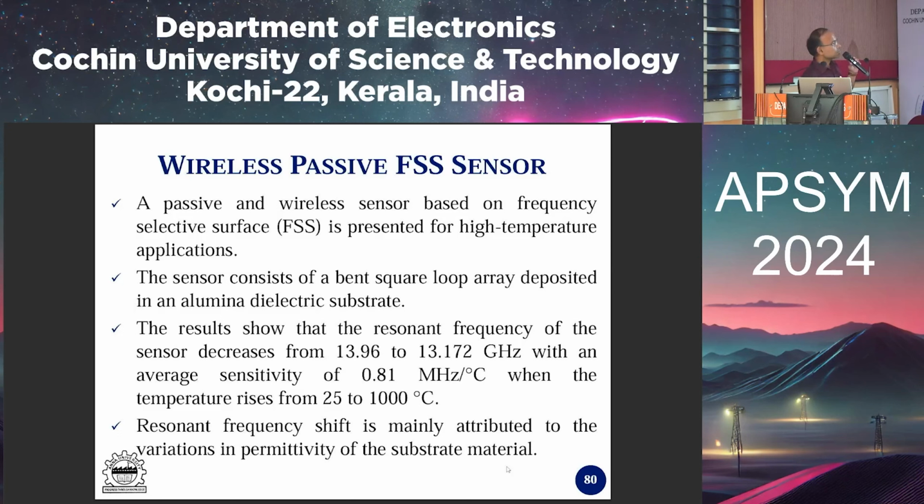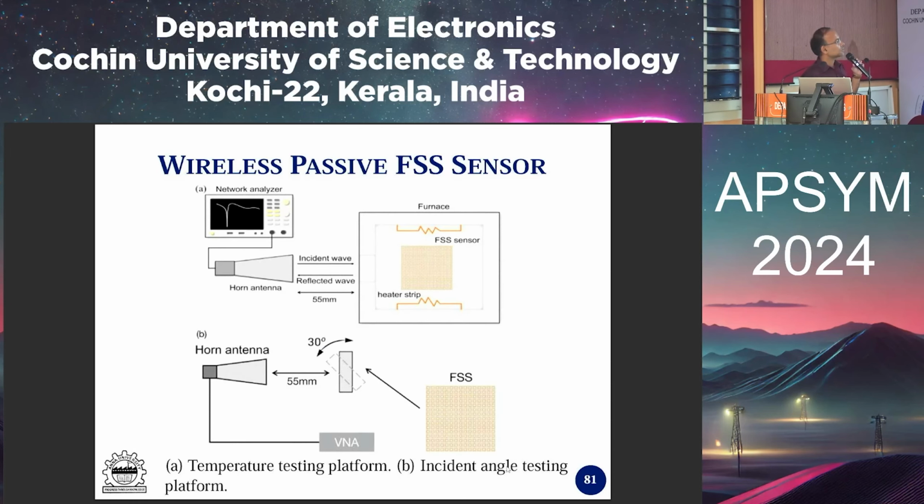So the sensor consists of a bent square loop deposited on an aluminum dielectric substrate. When we increase the temperature from 25 to 1000 degrees Celsius, there is a change in the frequency response for the incident electromagnetic wave. So they come up with some 0.81 megahertz per degree Celsius as the sensitivity of the designed FSS.